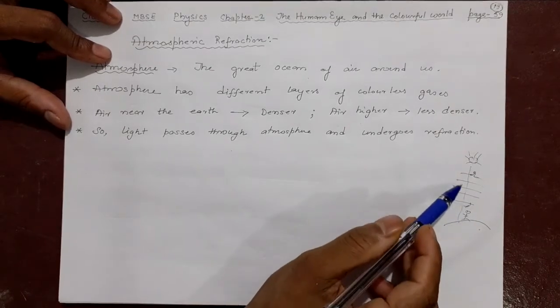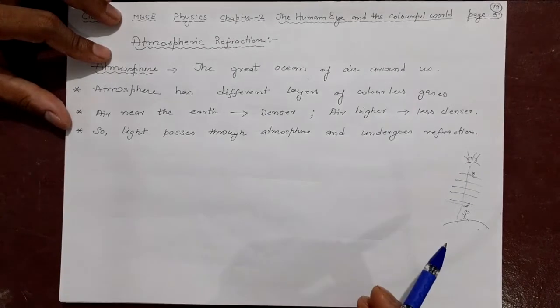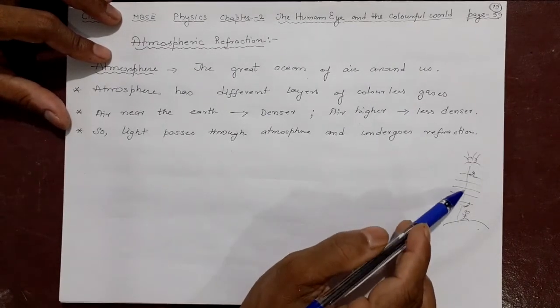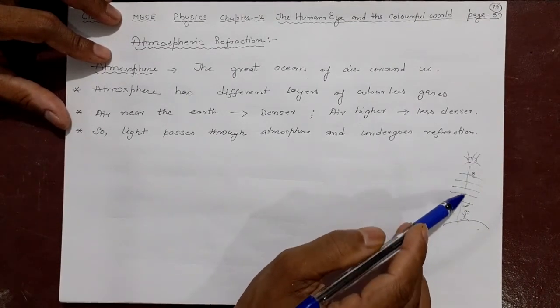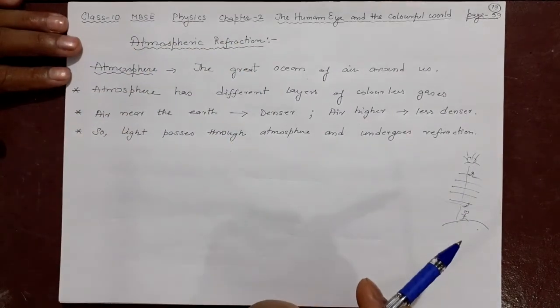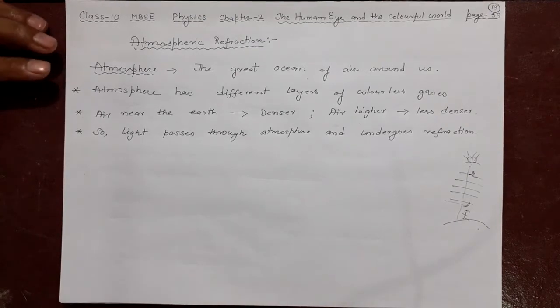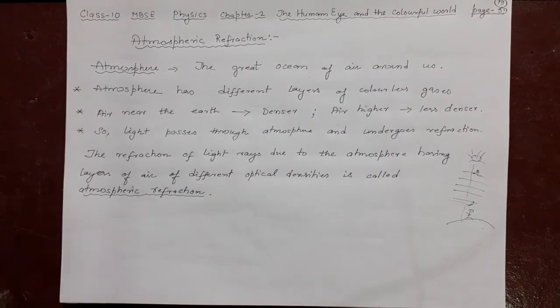Because it will act like a lens, or it can act like a prism also, you can understand. So because of the refraction happening in each layer of air, this bending of light is happening. So that is called atmospheric refraction. So easy. So let's write what is refraction. So this will be our definition.